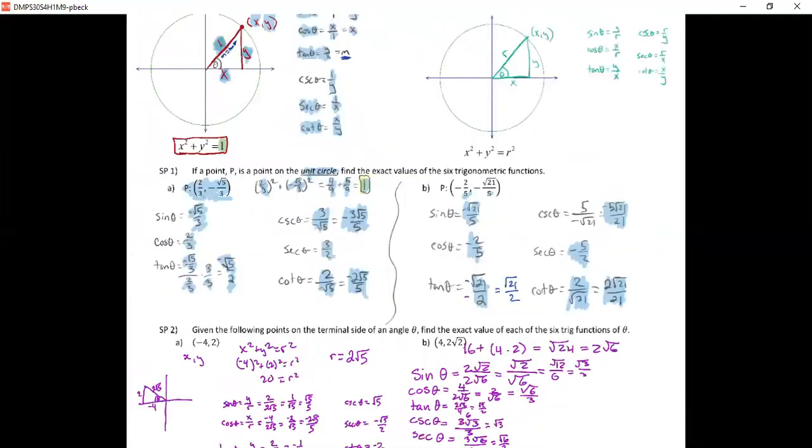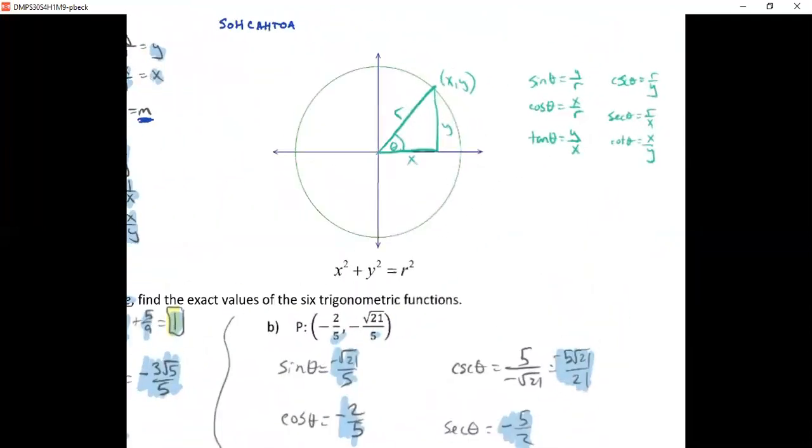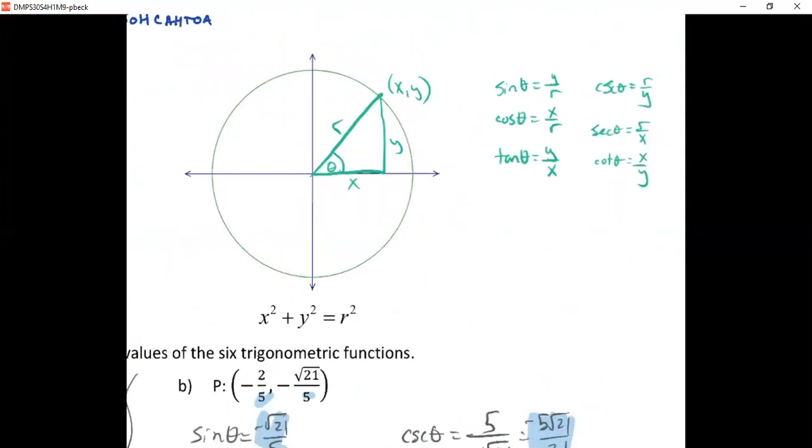Now, what happens if our point's not on the unit circle? Which tends to happen more often. The unit circle is going to be our approach if we're going to look at everything, but not everything is on the unit circle. So if we redraw our triangle, this time we have x squared plus y squared equals r squared. So we have a definitive radius. Sine is still opposite over hypotenuse. So sine is y over r in this case. Cosine, therefore, adjacent over hypotenuse is x over r.